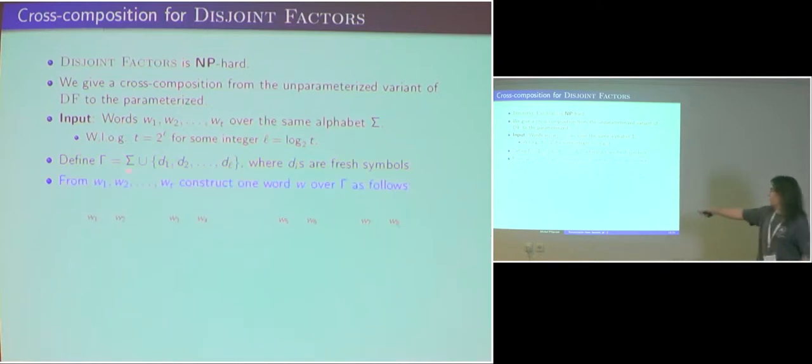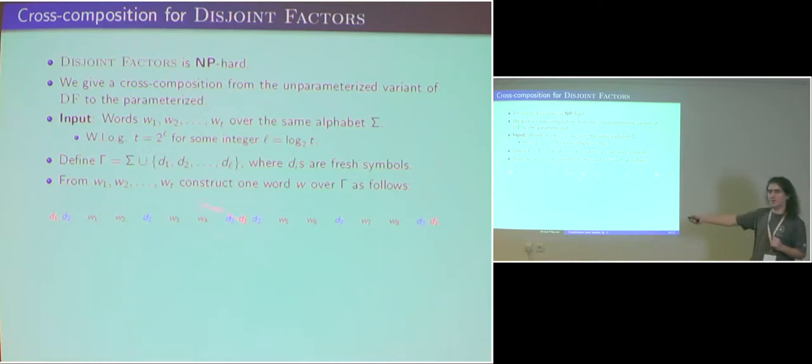Okay, so now from W1 up to WT, we construct one word W as follows. So suppose now that L is equal to 3, so I've got 8 words in the beginning. First, let me look at letter D1. When I make this one large string, I will introduce D1 in 3 positions, at the very beginning, in the middle, and at the very end. So if D1 is only on those positions, observe what happens. In order to find a factor that starts and ends with D1, I need to basically either cross out the first half of the word or the last half of the word. And I have a choice of 2.